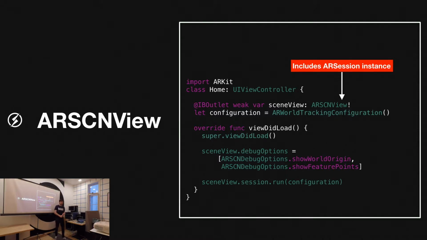You declare an outlet if you're using storyboards. You go to the storyboard, to your xib file, and drag and drop an ARSCNView, and you connect it to the outlet, and you declare a constant for ARWorldTrackingConfiguration. This constant will tell your device that you're going to keep track of your position the whole time. If you have the ARSCNView open and the session running, it's going to track your position and track your movement. Once you've done that, you just have to run the session, passing the configuration as a parameter.